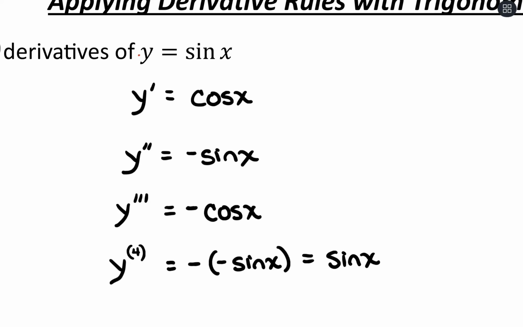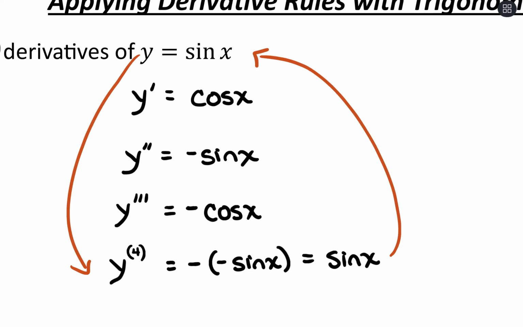So what ended up happening is we went in a loop. After 4 derivatives, you end up back where you started with sine of x.